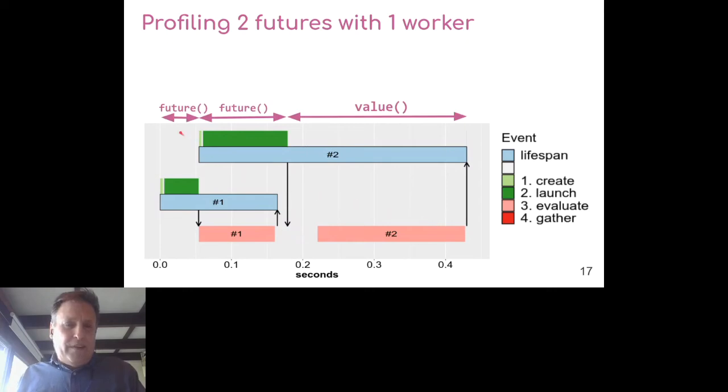So key here, we see the first future call in the lapply happens here. The other one happens here, and then it returns. And then we get to our value, which is waiting for results to come back from both futures.